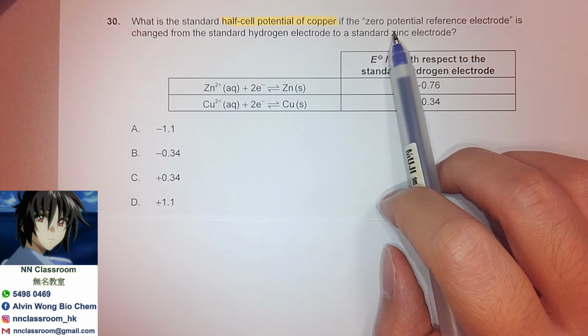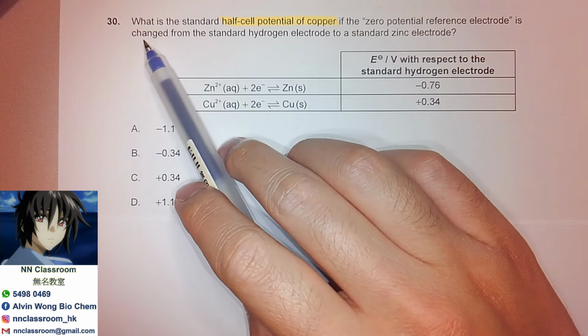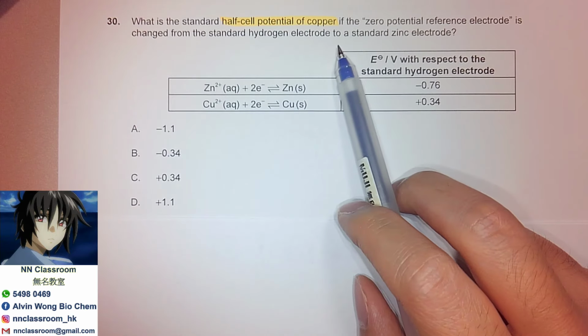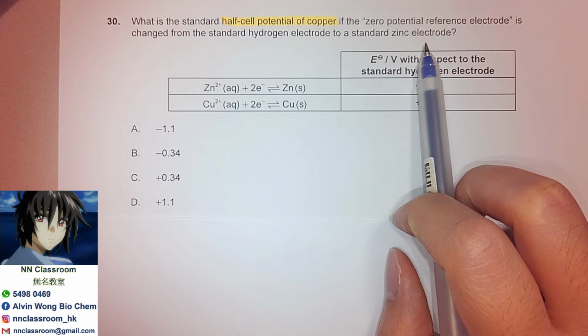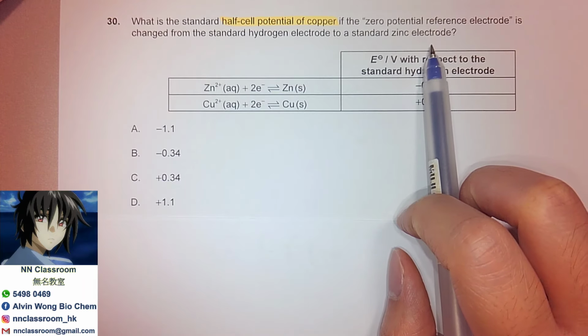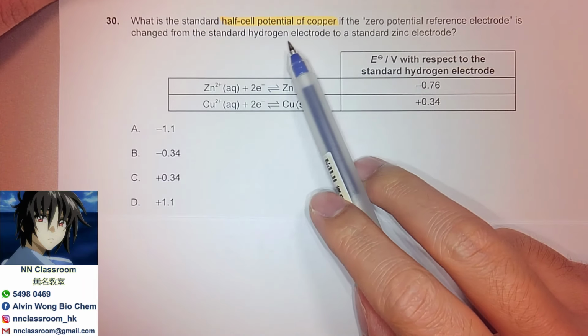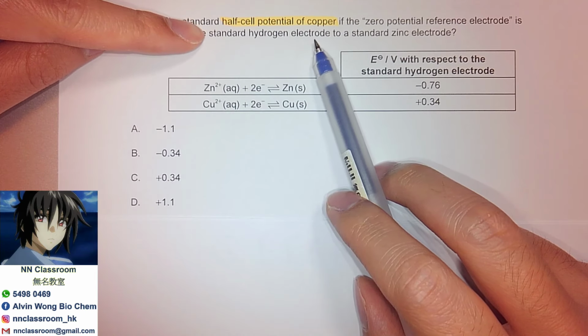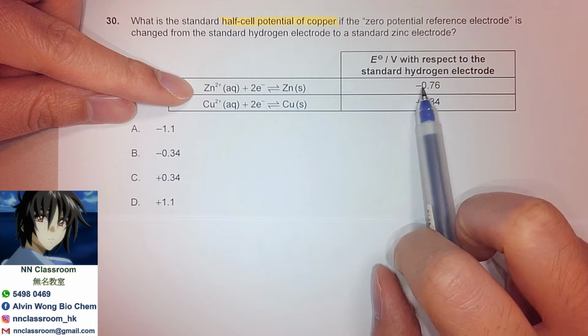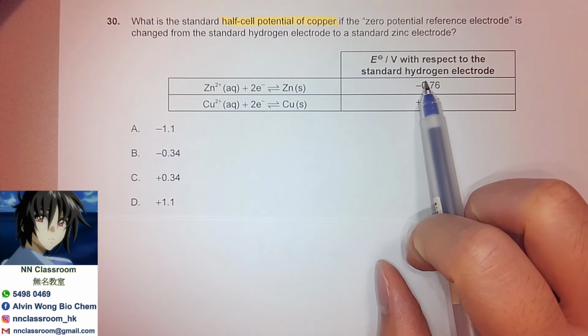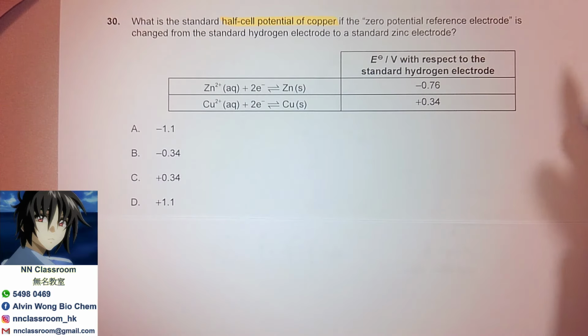If the zero potential reference electrode is now changed from the standard hydrogen electrode to the standard zinc electrode, that means now we are going to switch from the standard hydrogen electrode to set the reference as 0 now to zinc. So the idea is kind of interesting, it is actually not difficult, but students may not so quickly understand what they are asking for.